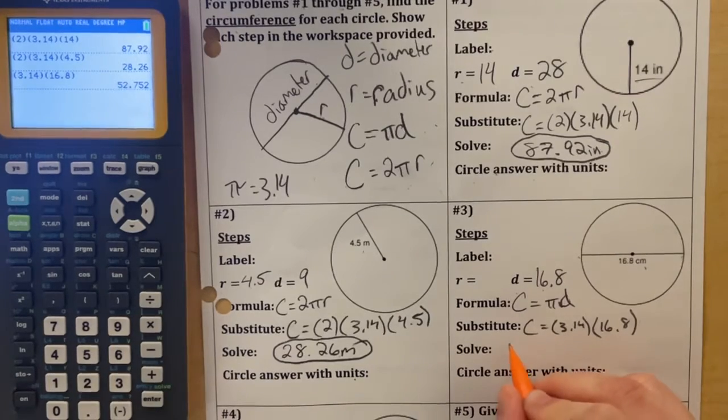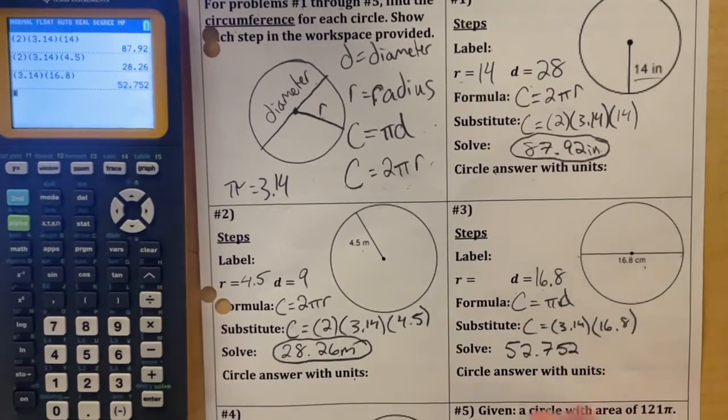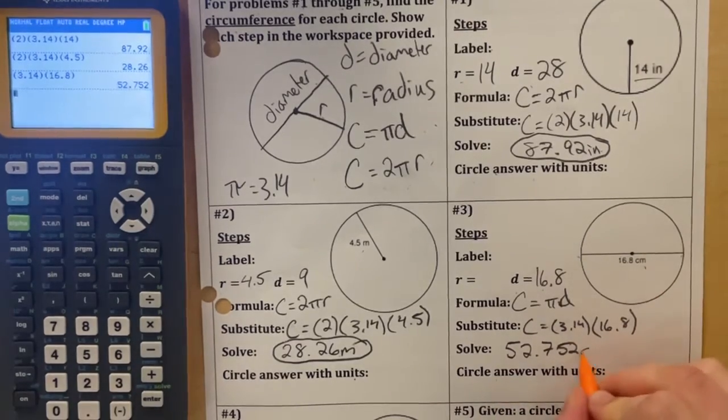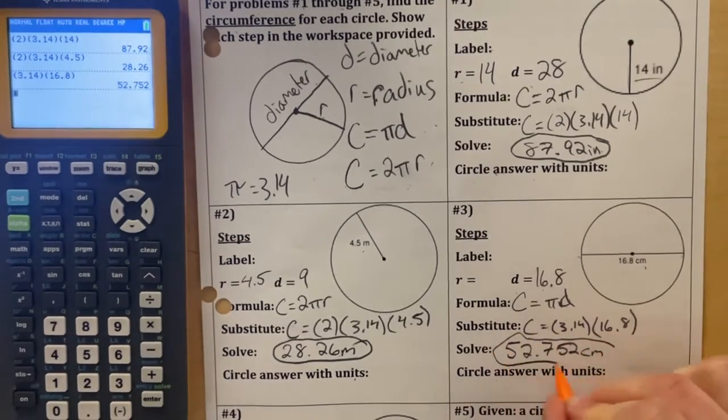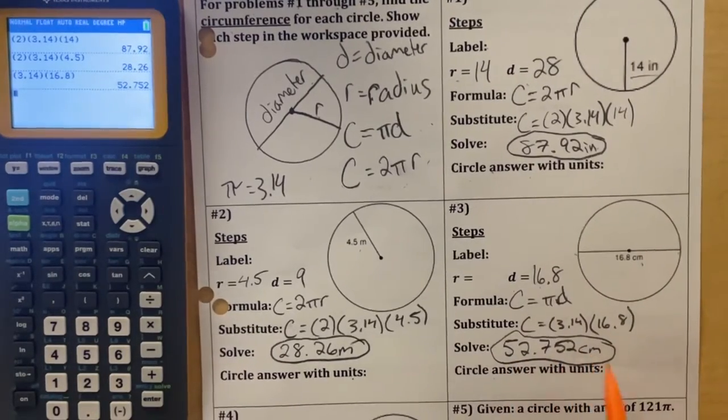And so I have 52.752. For right now, if it goes more than 2 decimal places, that's okay. Just make sure you write out your answer and circle it with units. So we're going to say this is centimeters and circle it. So I have 52.752 centimeters.